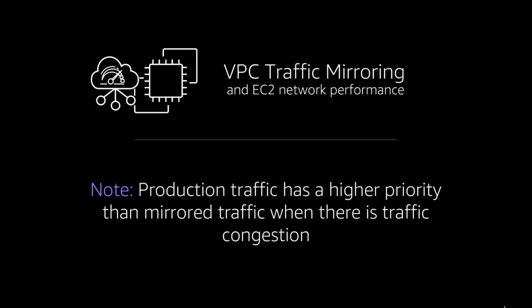Another thing, we prioritize production traffic in the event of congestion. So if there is congestion on the ENI of your source EC2 instance, we will prioritize production traffic over mirror traffic, which means that if you are running pretty much at your capacity, you might see the mirror traffic get dropped, because we want to prioritize production traffic on that ENI.